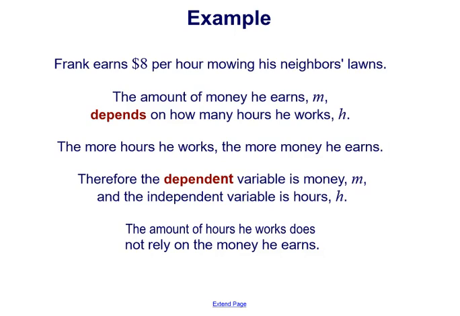And the amount of hours he works does not rely on the money he earns. That wouldn't make sense, so we have to keep it this way. Again, the dependent variable is money, and that's relying on the independent variable of hours.